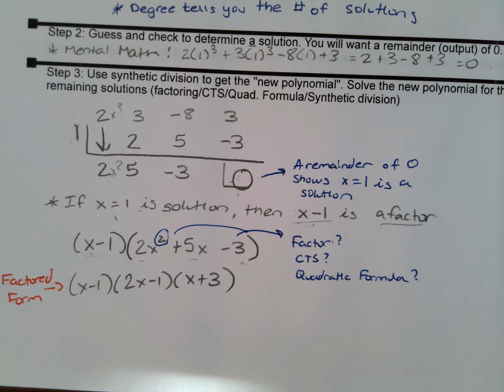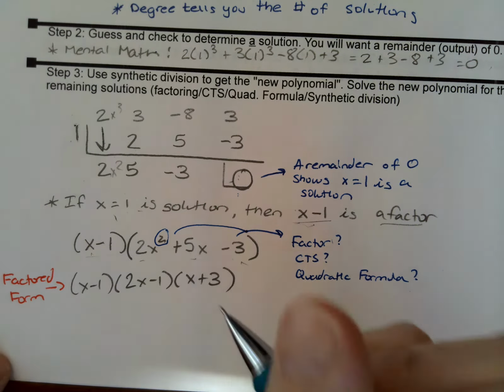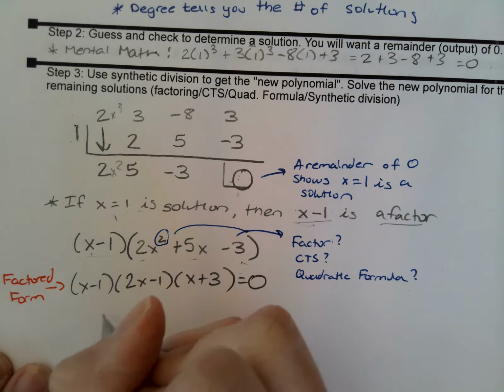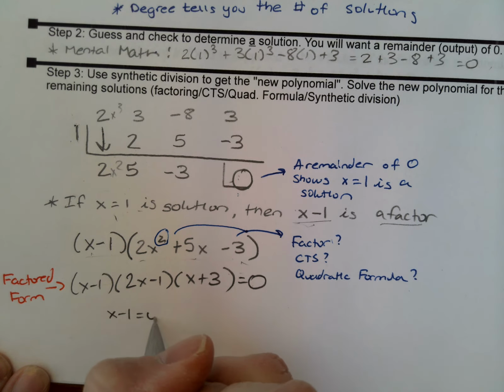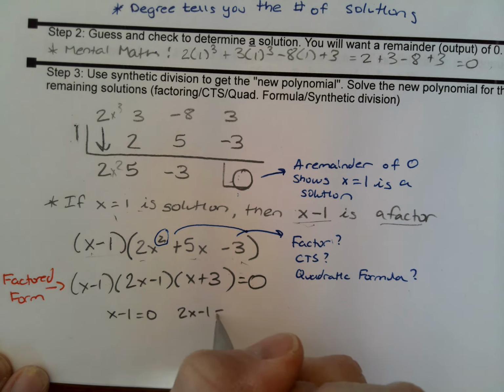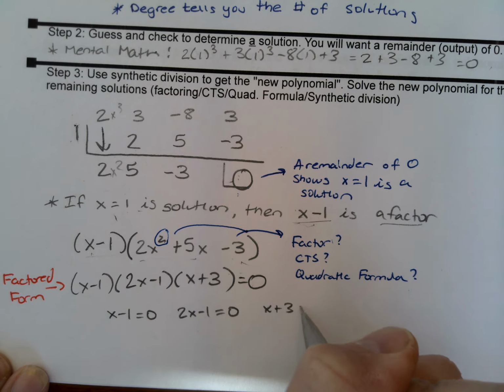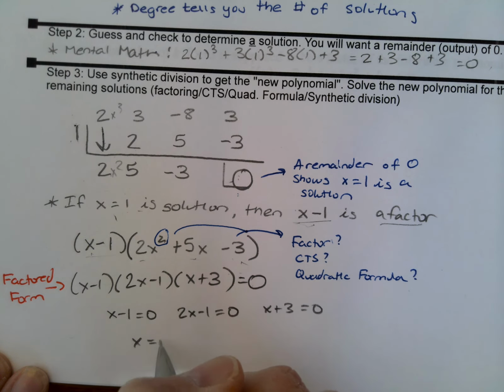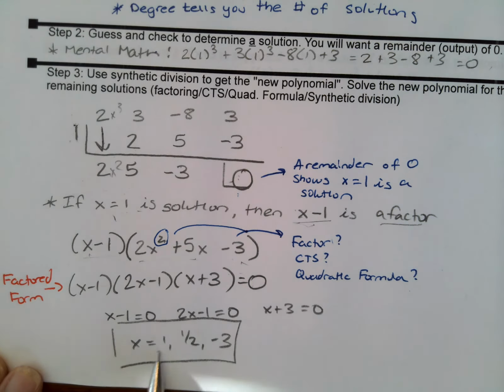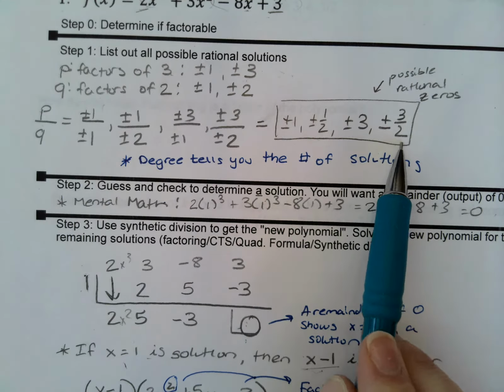But this one asks for the solutions. So therefore, I set each of these equal to 0. So x minus 1 equals 0, 2x minus 1 equals 0, x plus 3 equals 0. So x equals 1, 1/2, and negative 3. And notice how in this case, all of these numbers were in our list.